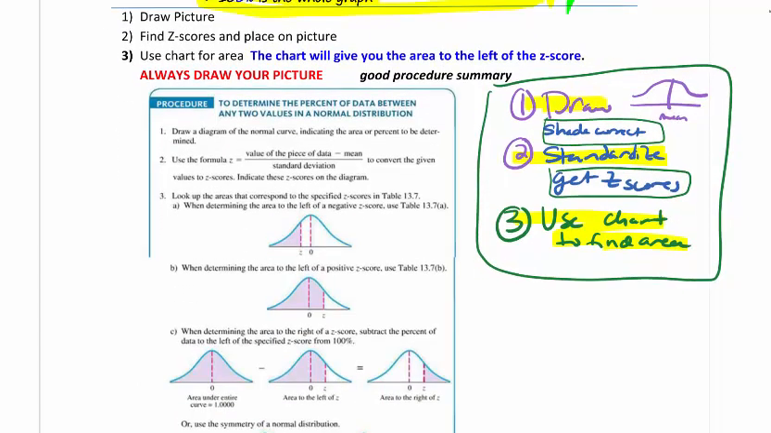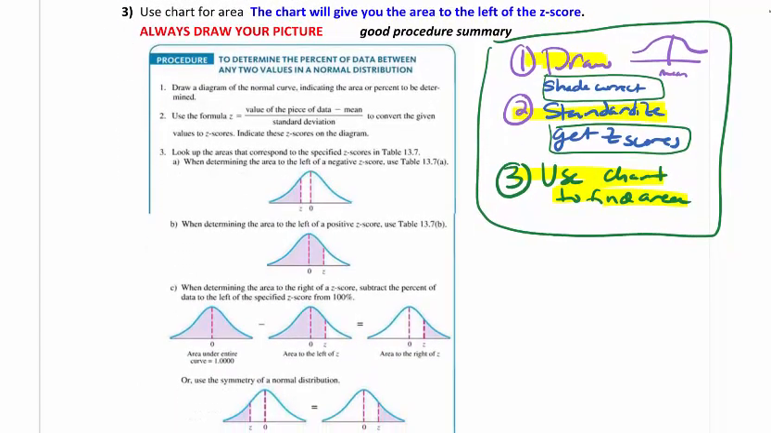So here are some procedures, again, of what to do. Draw the diagram. Make sure you're careful of shading. The mean is always in the center. You standardize, so use this formula. Third, we use the chart to find the areas. Remember that the chart is always going to show you the left area. So sometimes you're going to be adding, sometimes you're going to be subtracting, so this gives you the idea of what you're doing on these pieces.